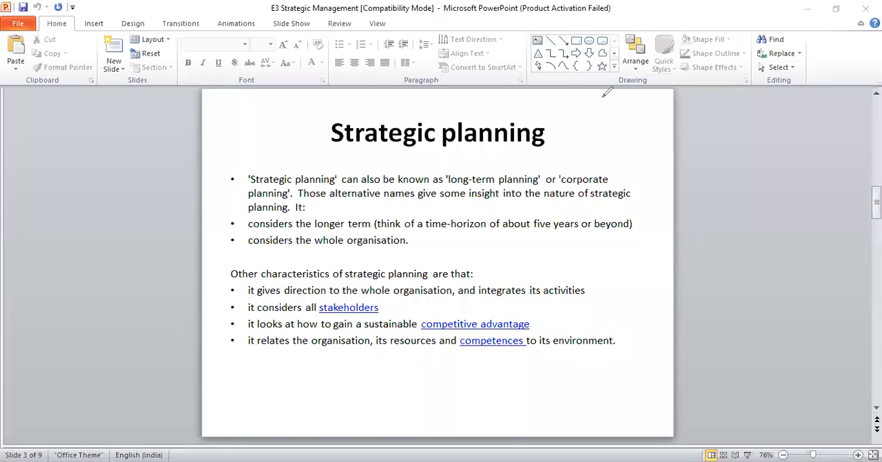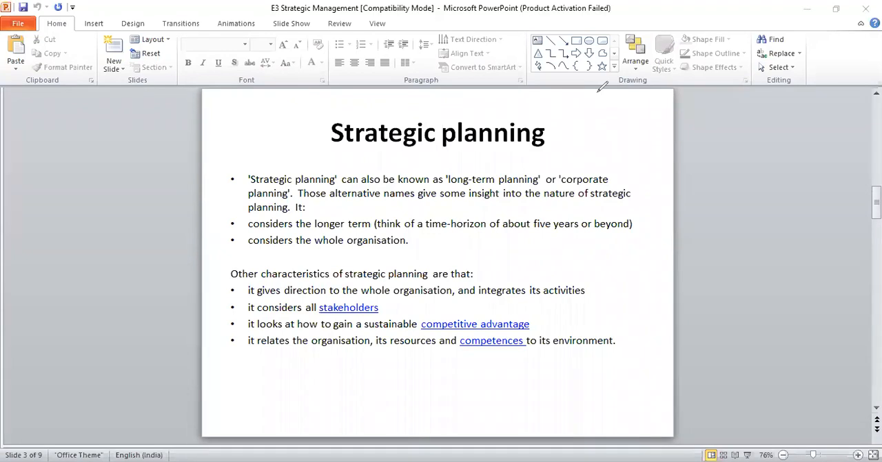Then we understand what is strategic planning. Strategic planning can also be known as long-term planning or corporate planning. Those alternative names give some insights into the nature of strategic planning. It considers the long term, a period which is above 5 years. It's a long period of time and considers the whole organization.